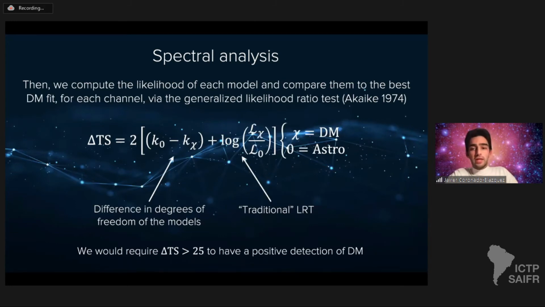We can compute the preference for dark matter by taking into account this generalized likelihood ratio test, where we have the traditional likelihood ratio test. These are the likelihoods of each model, but we also have another factor accounting for the difference in the degrees of freedom of the models. And this delta TS we obtain, if it's positive, it means we have a preference for dark matter. So we would like to have at least a delta TS of 25 to say that we have a positive detection of dark matter, or at least a real hint of dark matter.